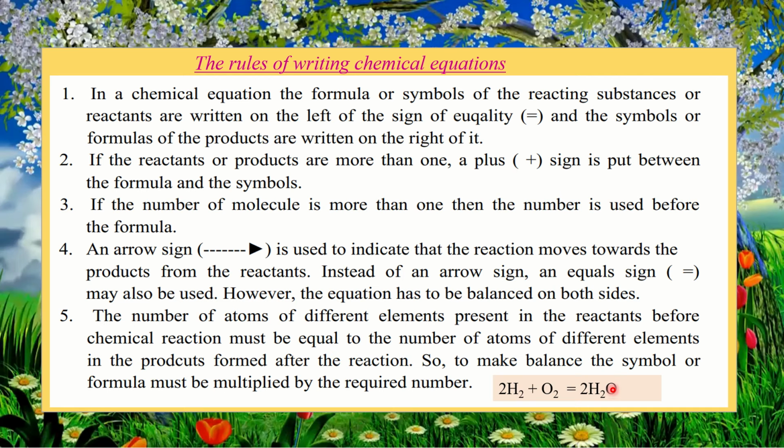So the atom number of hydrogen is equal on the right side and left side, but the atom number of oxygen is not equal on the both side. So to make the atom number equal, we have to multiply the reactant or product by an integer.